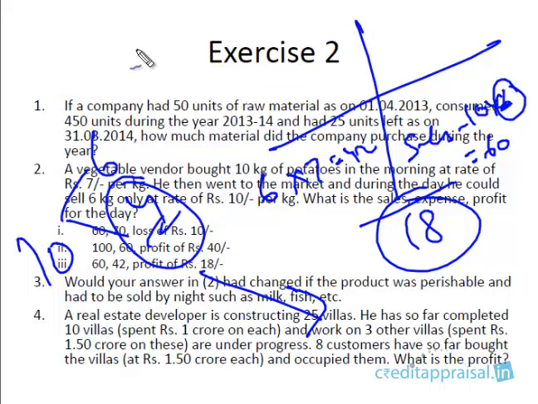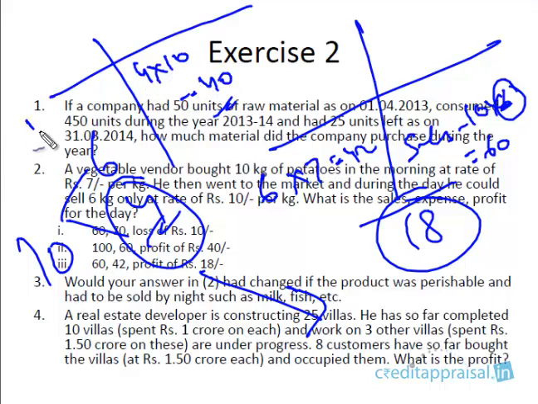So in the next day how will our P&L account look like? For those 4 kgs, 40 is the sales. Expenses for those 4, 28. So 12 is the profit. This is how the P&L for day 2 would have looked.